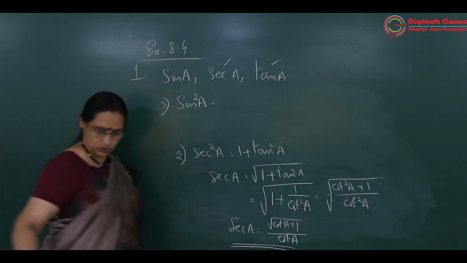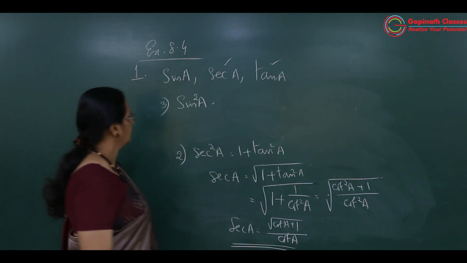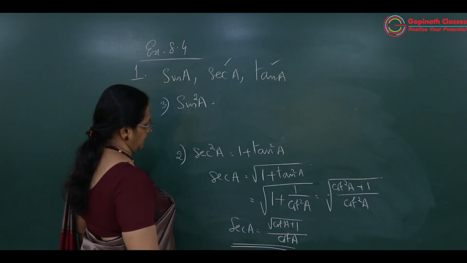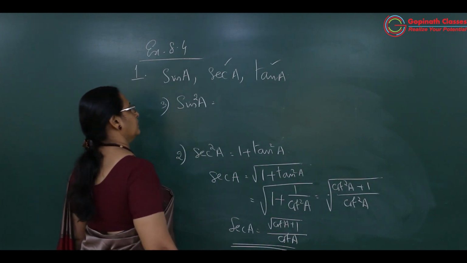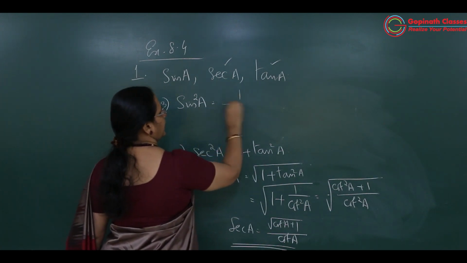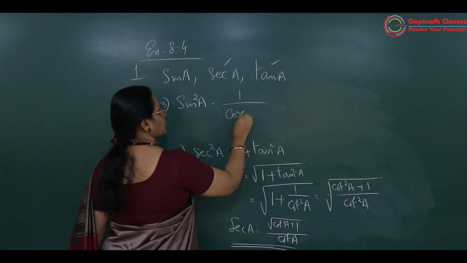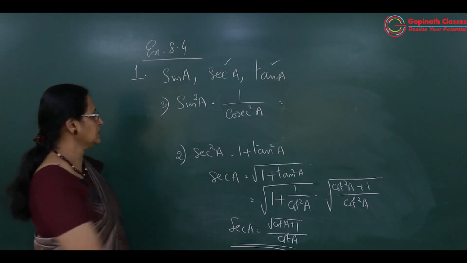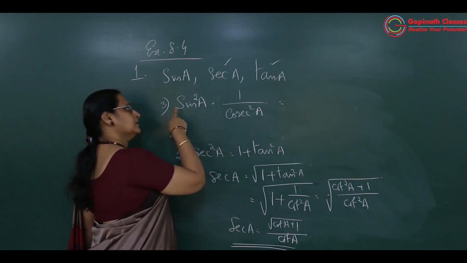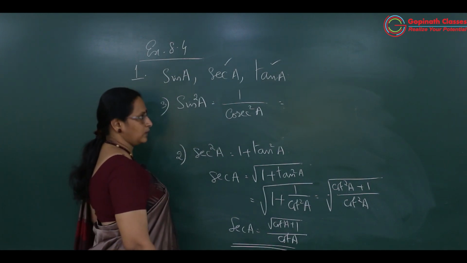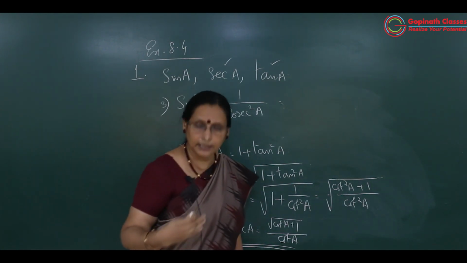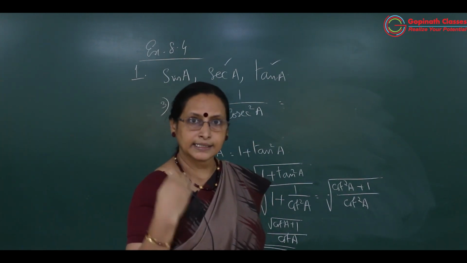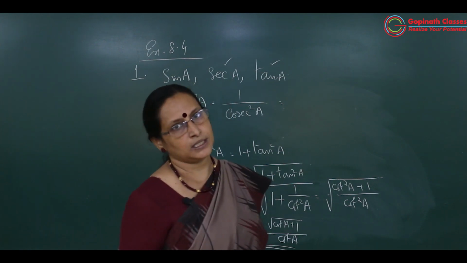No need of 1 minus cos square A. Sin square A, cosec square A. Okay. So I can write sin square A as 1 upon cosec square A, because you know that sin and cosec are reciprocal to each other. So sin A is 1 upon cosec A. Thus sin square A is 1 upon cosec square A. This you have to take time and understand. Identities take time, learn them and then only approach that exercise.